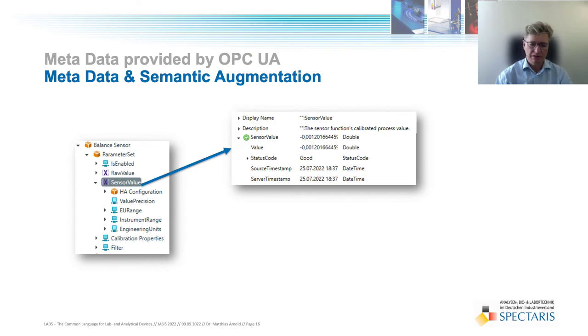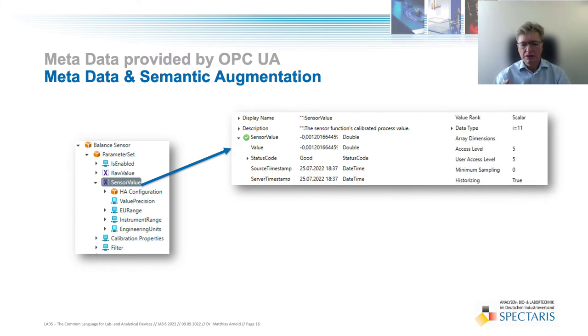At first glance, you see the name and the current value of the process value. When you take a closer look at the value, you understand that OPC UA not only provides the value itself, but also information about its current status, such as the signal quality and its exact timestamps. Going deeper, you'll learn about its data type, access rights, and whether you can query the history of the value from the device. Well, that's not bad.